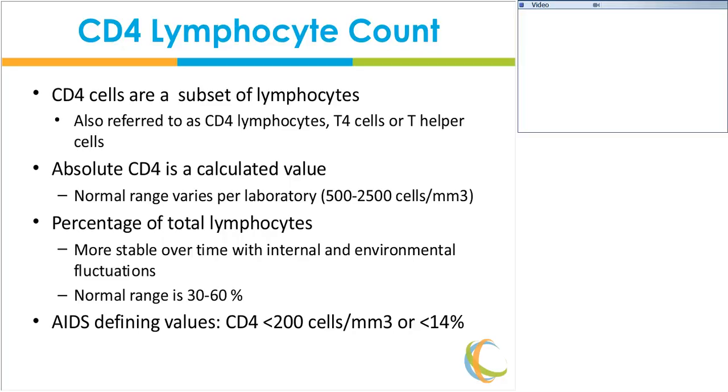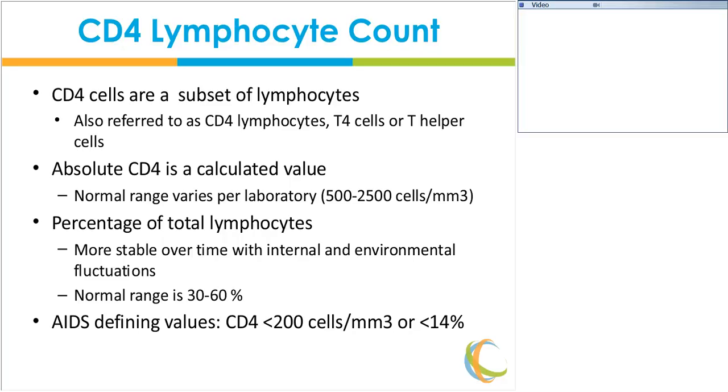The normal range for the percentage of CD4 count as a function of total lymphocytes, somebody make a note that I need to change that to make it clearer, is between 30 and 60%.